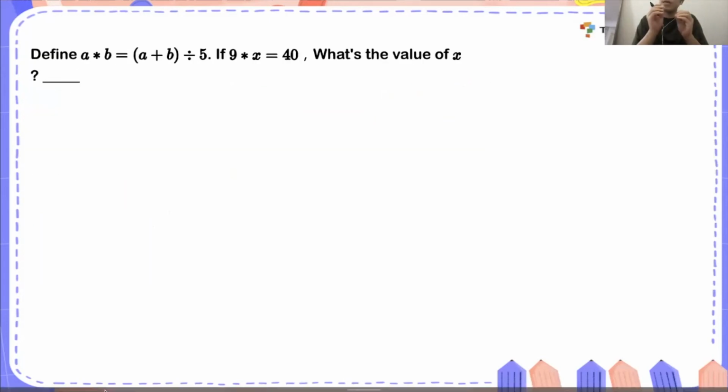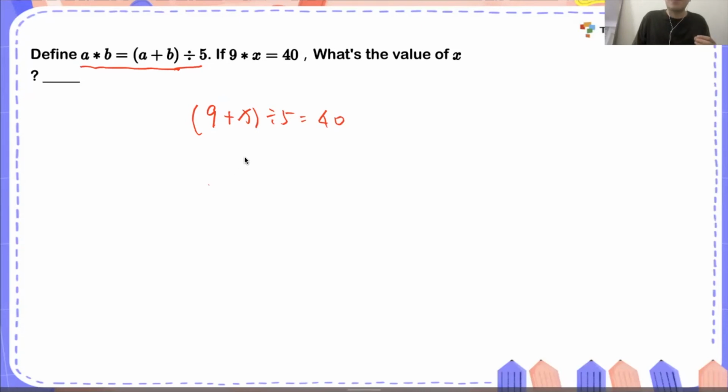Okay, for this question, I know that is a little difficult because that involves a linear equation. And we have a new operation like this. So if we just do the simulation on this operation, that should be 9 at x divided by 5, that is 40. If that makes sense? Okay, and that is what we need to solve this linear equation.